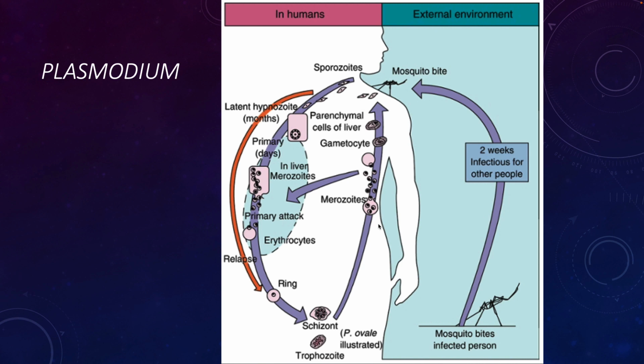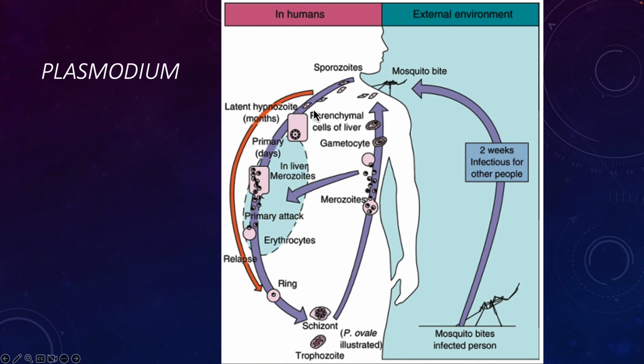Again, I'm not asking you to remember the different stages of Plasmodium. You don't have to name all of the different life cycles. I just want you to understand that it's a very complex organism with lots of different forms that can be found in the body. So infection is acquired from the bite of an infected mosquito.